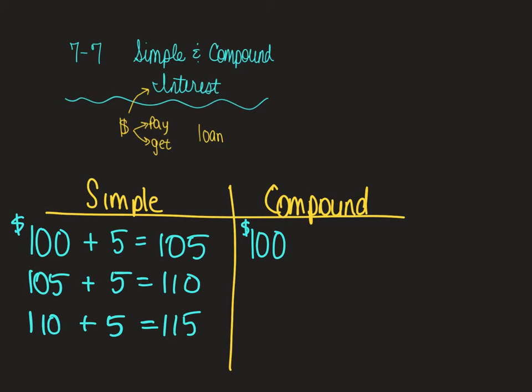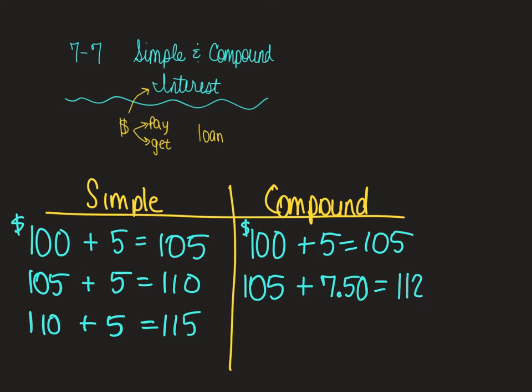Compound interest, on the other hand, first year you make $5. You have $105 so far, nothing is different. Second year, they're going to do the math using this new amount. So don't hold me to this, I'm just making up numbers to make a point. Maybe the next year they pay you $7.50. Now you have $112.50. Remember, if you did simple, after year 2 you were at 110. Now you're at 112.